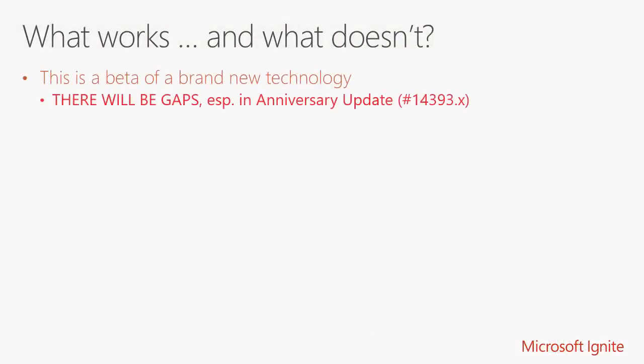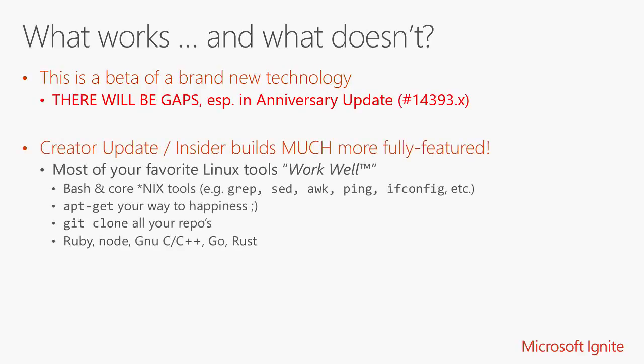Okay, so you've seen the demo. What works and what doesn't? There's a beta of a brand new technology. There are gaps. Things will work well. Bash and core Unix tools, they all work. apt-get, your way to happiness, Git, clone all your repos, Ruby, Node, GNU, CC, Go, Rust.